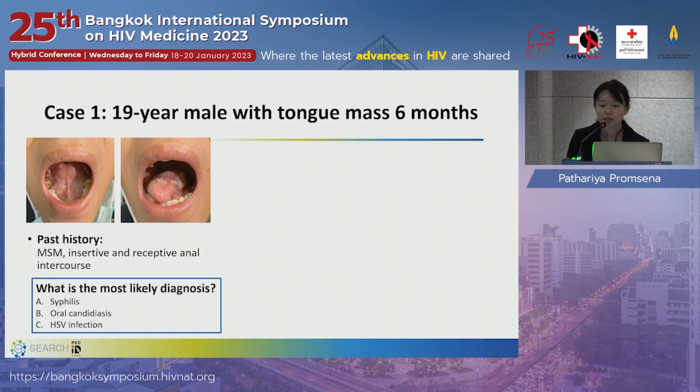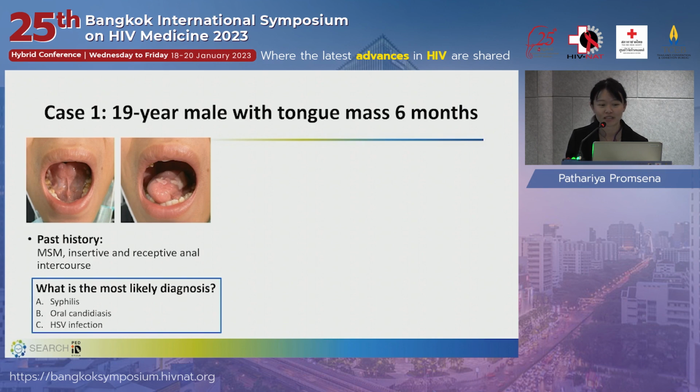A 19-year-old man came to see us at the clinic with a tongue mass for 6 months. He was an MSM with both insertive and receptive anal intercourse. From the picture, what do you think is the most likely diagnosis for this patient? Who thinks it is syphilis infection? Please raise your hand. Okay. Oral candidiasis or herpes simplex virus infection.